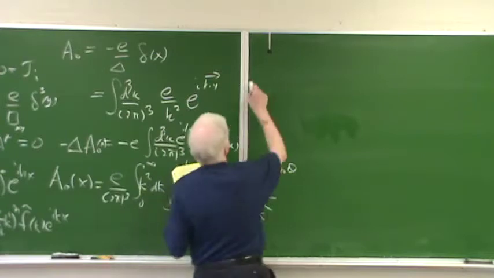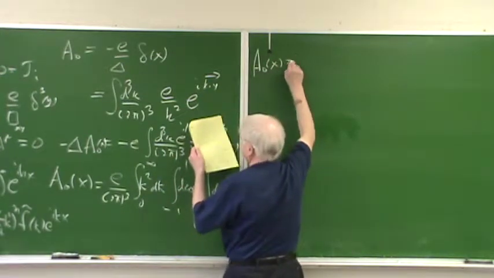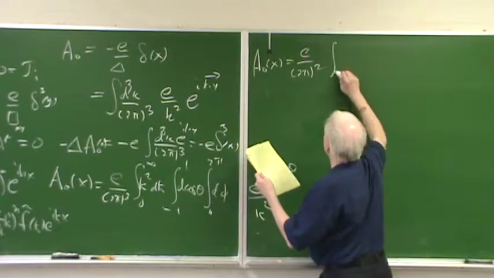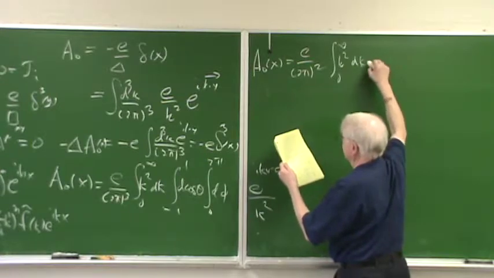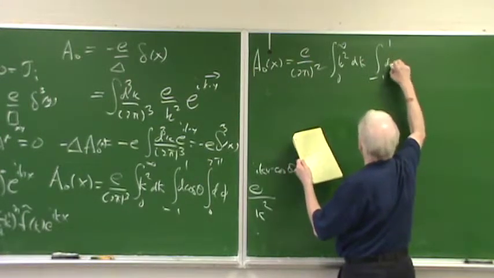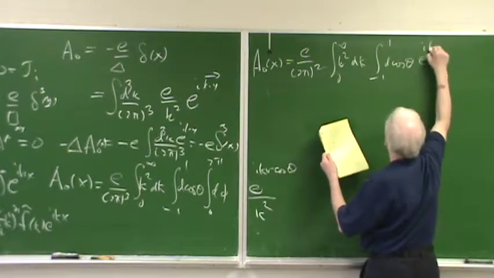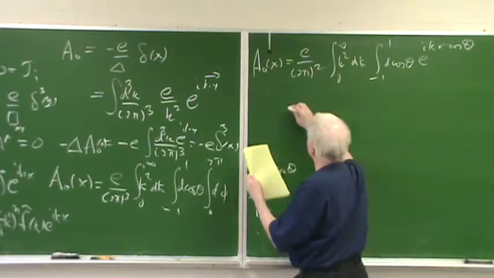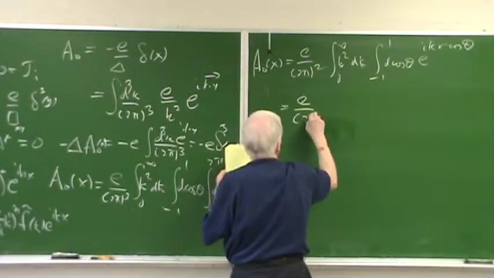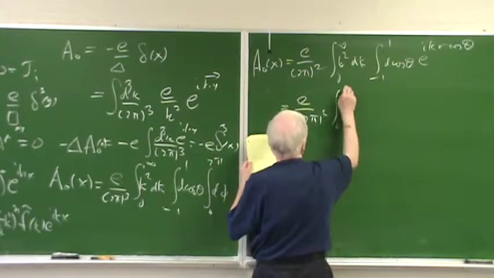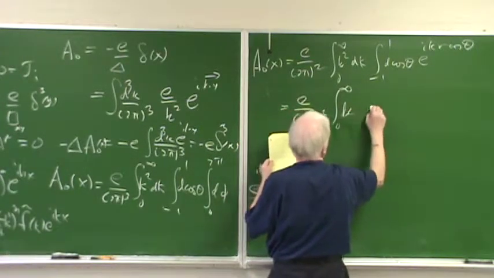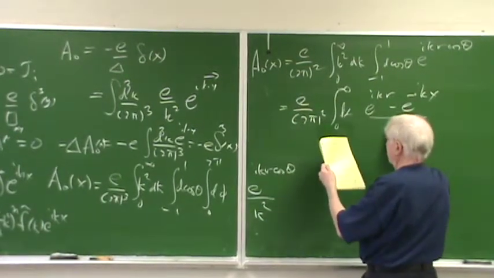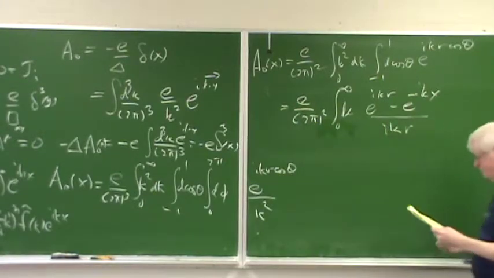And then we're left with A0 of x is e over 2 pi squared, integral 0 to infinity, k squared dk, minus 1 to 1, d cos theta, e to the I kr cosine theta. Well, that's a pretty easy integral to do. And what we get is e over 2 pi squared, integral 0 to infinity dk, e to the I kr minus e to the minus I kr over I kr.